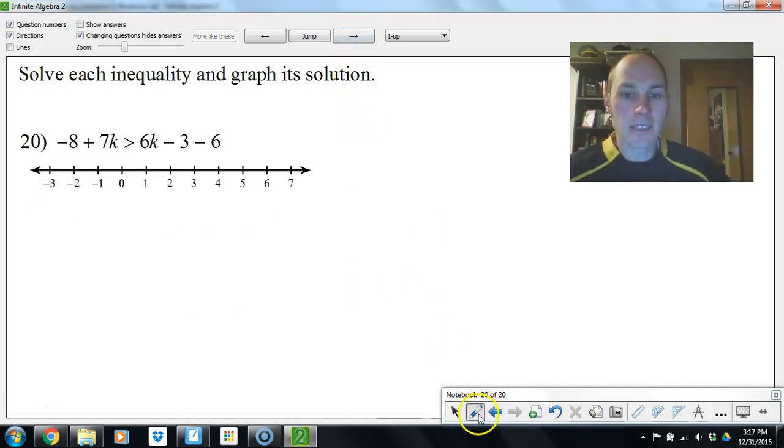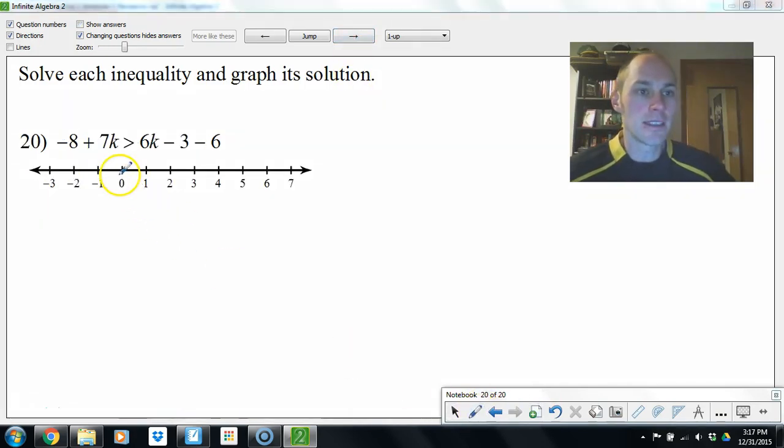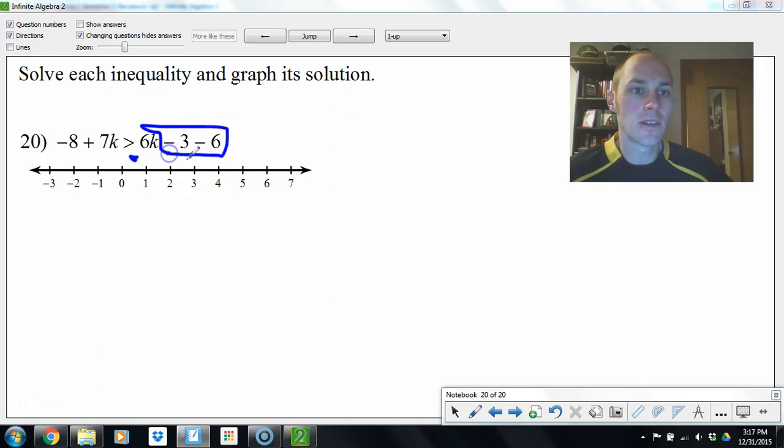Question 20, we've got k's on both sides of the equation, so we need to get the k's alone on one side. So before I do that, I'm just going to combine like terms. So I've got negative 3 and negative 6, so I'll combine those. I can't combine anything on the left side, but I'll have 6k, and negative 3 and negative 6 is negative 9.